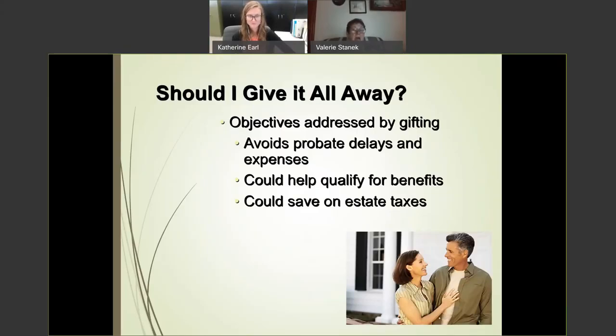It definitely can help qualify for benefits, but again, careful. And I'll get into the cons and the possible ways that could trip you up in a moment. And you could save on estate taxes. Again, this is only for people who have very significant estates, but gifting assets away is one of the ways that people either reduce or eliminate their estate tax burden.